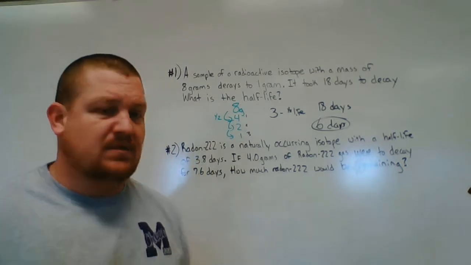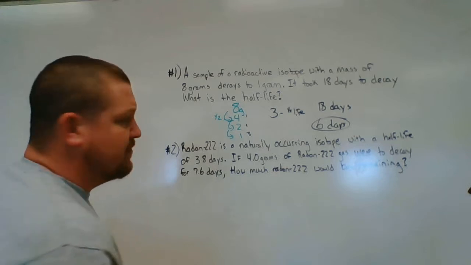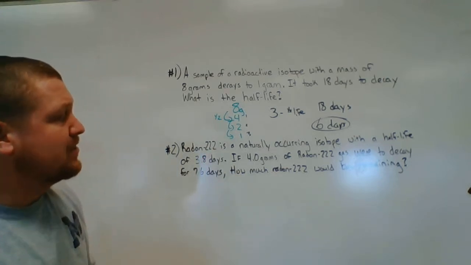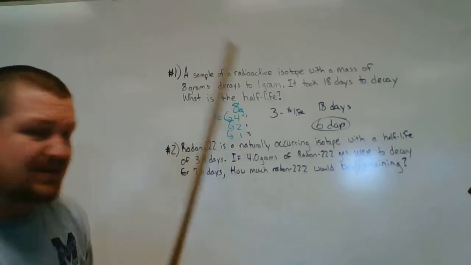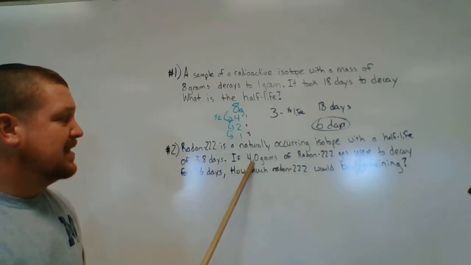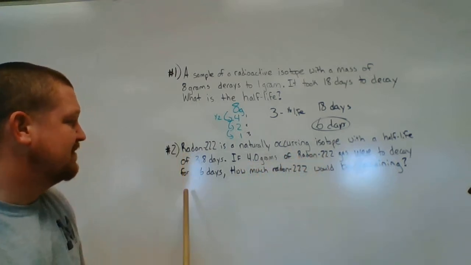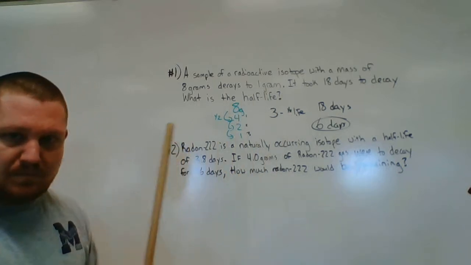I hope that helped make sense of that. All right, moving on. Here we've got radon-222, a naturally occurring isotope with a half-life of 3.8 days. I know we've got a little glare going on. If 4.0 grams of radon-222 gas were to decay for 7.6 days, how much radon-222 would be remaining?